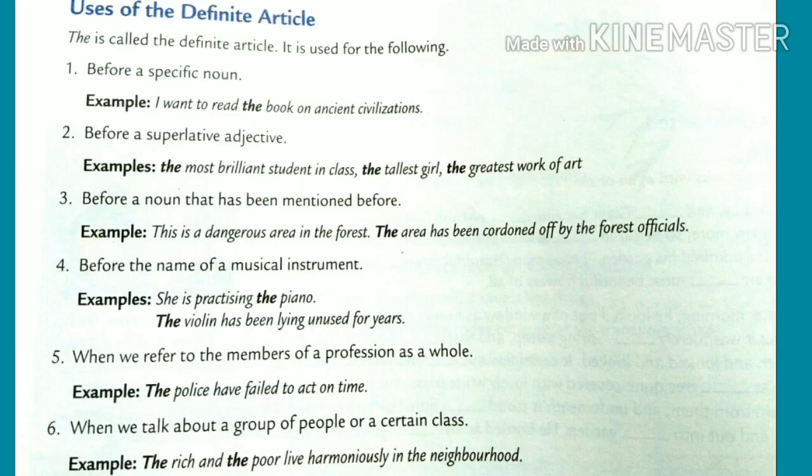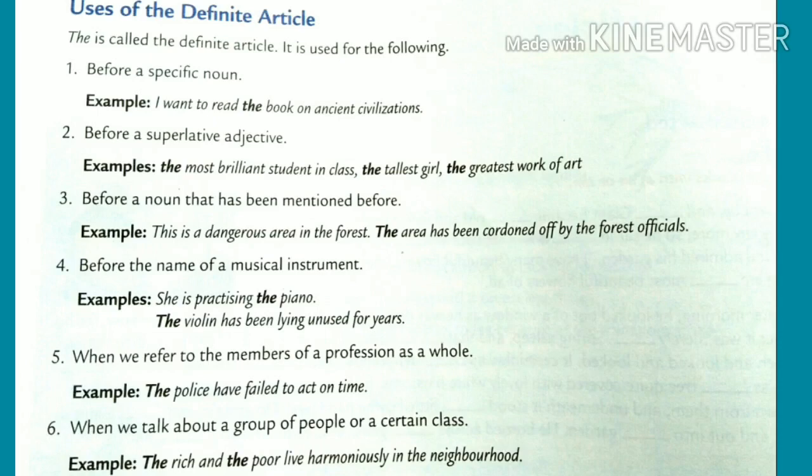Third one, before a noun that has been mentioned before. If we mention the noun a second time, that means if we mentioned it already, we have to use the before that noun. Example: this is a dangerous area in the forest. The area has been cordoned off by the forest officials. In the first sentence, they said this is a dangerous area in the forest. The second time, when they use area, they use the definite article because that area was already mentioned in the first sentence. So if a noun is already mentioned, we have to use the.